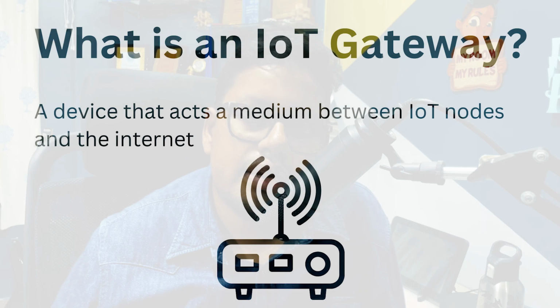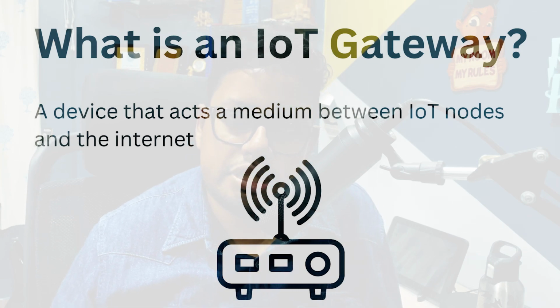Now, why this concept is quite important is that when you're dealing with IoT sensors, most of the time they do not have the capability to directly talk to the internet. So they need a medium in between, and that medium we call an IoT gateway. An IoT gateway is essentially a device which takes as input a bunch of protocols, like a LoRa gateway, BLE gateway, a Sigfox gateway or a Zigbee gateway.